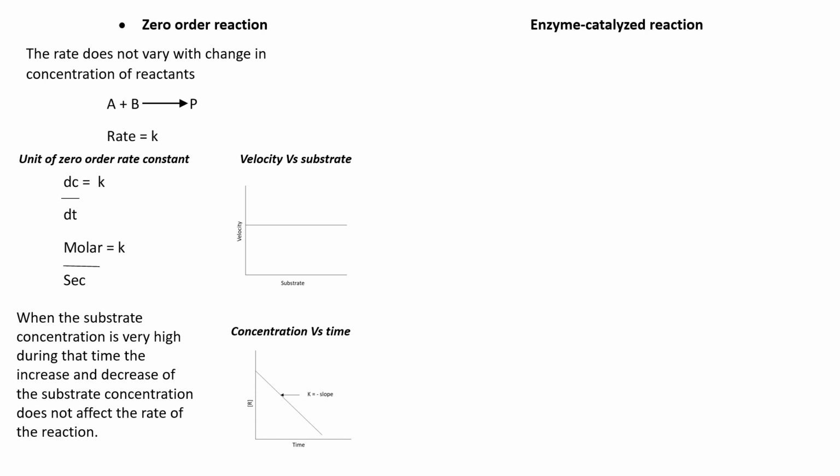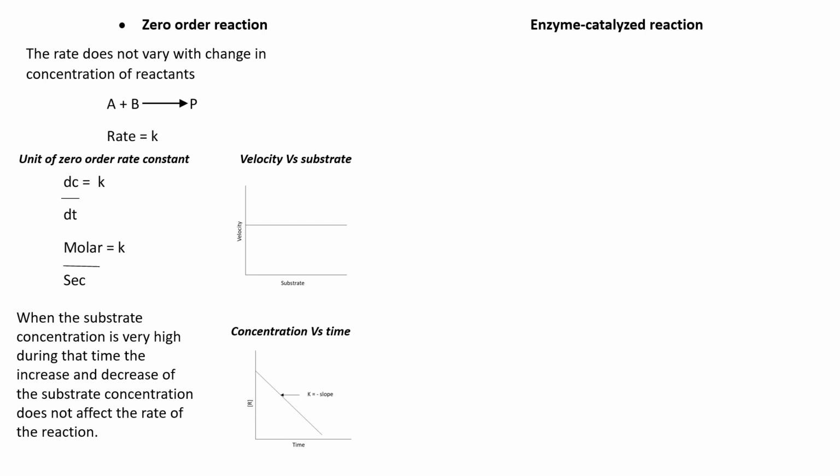If only one or two students are present, in that case, if we decrease the number, the class will get affected. If I increase the number also, the class will get affected. But if there are already 1,000 students studying in a class, and I add two students or remove two students from that group, it won't affect the whole class. So when the substrate concentration is very high, the rate of reaction does not depend upon the substrate concentration. Now, one more reaction is there, which is known as enzyme catalyzed reaction.